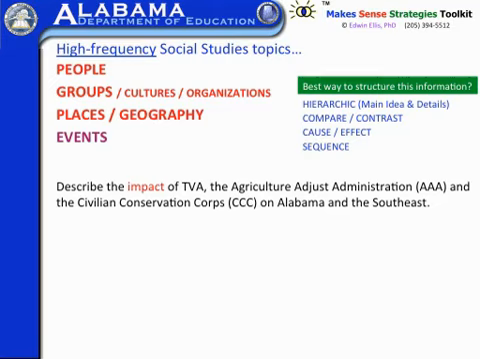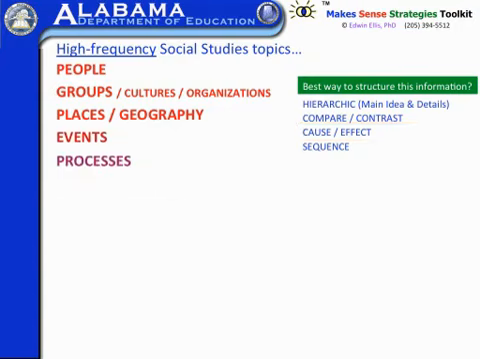Describe the impact of TVA, the Agricultural Adjustment Administration, the AAA, and the Civilian Conservation Corps on Alabama and the Southeast. So when you look at impact, that's going to be cause and effect, but it could also be hierarchic because you could take each one of those and break it down into what they were all about in terms of critical information about each and put that on some kind of hierarchical graphic. But primarily that looks like cause and effect.